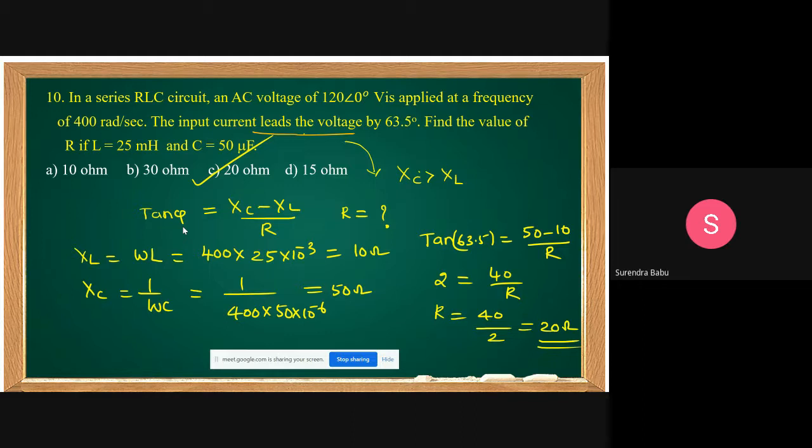Students, all of you understood? Any doubt? Can anybody respond? Clear? Okay.